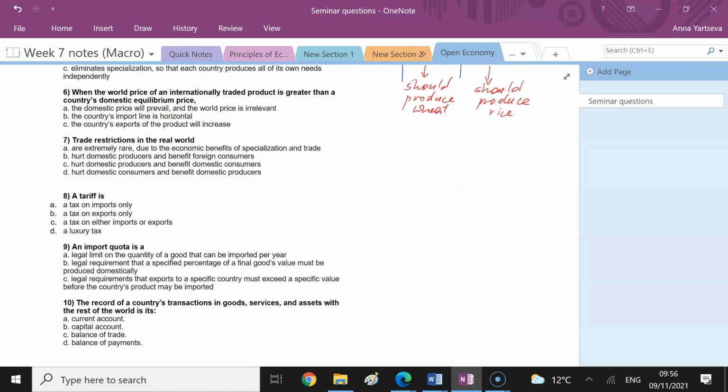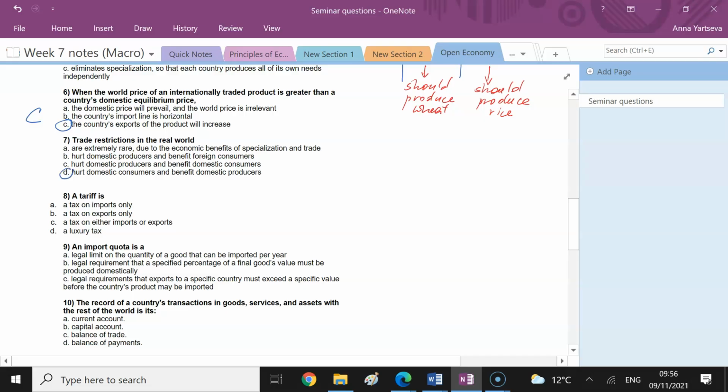No? Question 6. When the world price of an internationally traded product is greater than the country's domestic equilibrium price, the country's exports of the product will increase. Why is that? Because it's beneficial to sell this product. It's more expensive abroad compared to what you have domestically, and companies will use these arbitrage opportunities. If you can buy something cheaper at home and sell it abroad and get the profit, why not? You will do this.